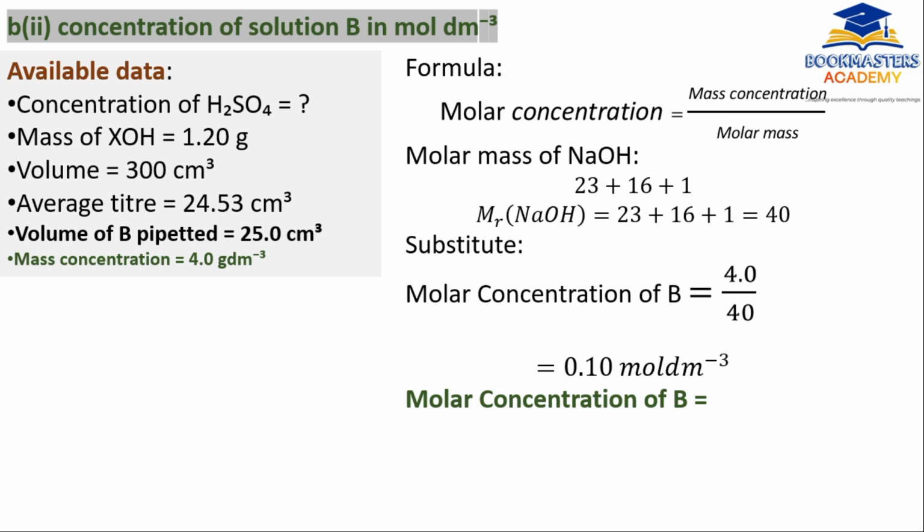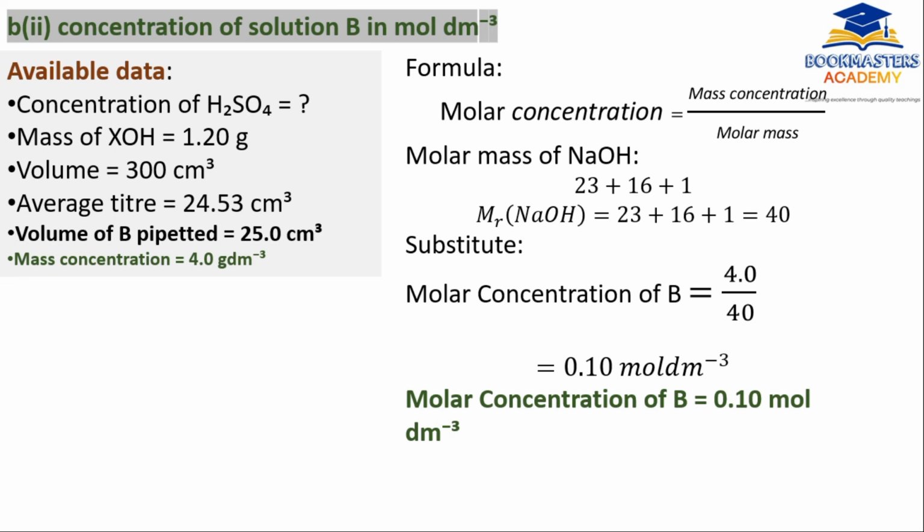Concentration of B in moles per dm³. And now that is molar concentration. Now that we have the mass concentration, we could now use this formula. We cannot use CAVA over CBVB equals NA over NB, because we don't know the concentration of A. So you can't be looking for two things at the same time. So that's why this is the best approach, because someone will ask, why are you not using CAVA? That's the reason why we're not using CA, because we don't have CA yet. We don't even have any information about the acid actually. And you can see our available data has been updated.